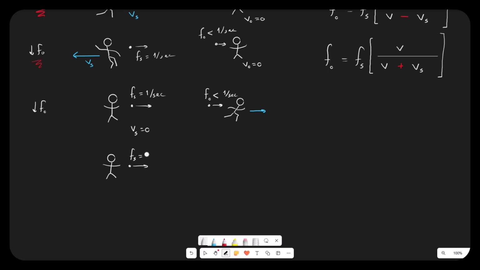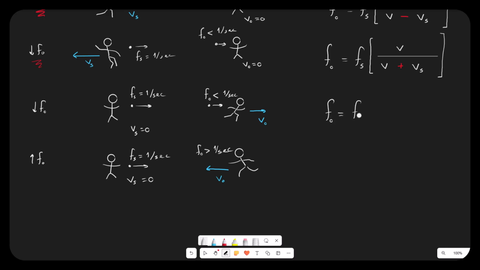Do the opposite one. If my frequency of source is staying at 1 per second and my source is stationary, and I go charging at my source, this is V observer, I'm now going to be hit more than 1 per second. So my frequency observed is increasing. And now I want to see what that looks like in equation form.